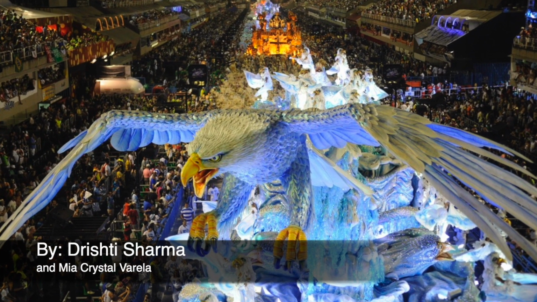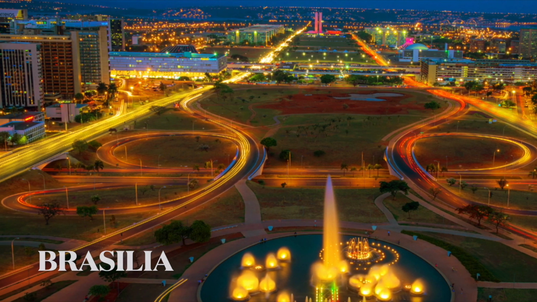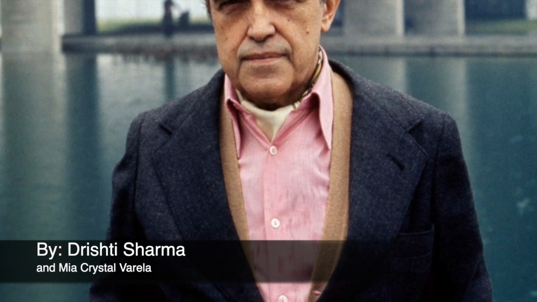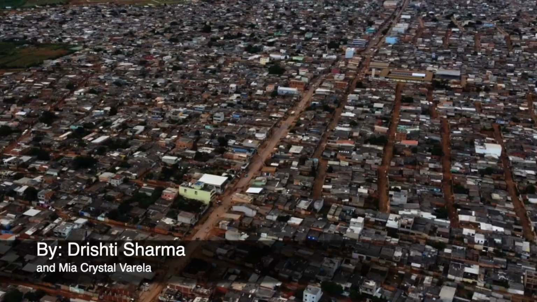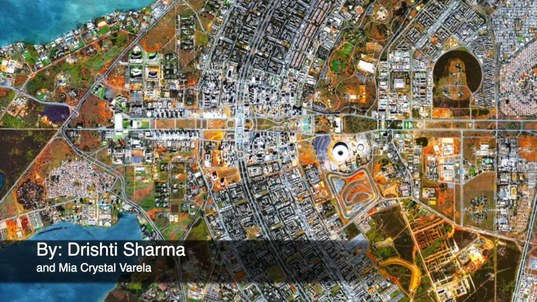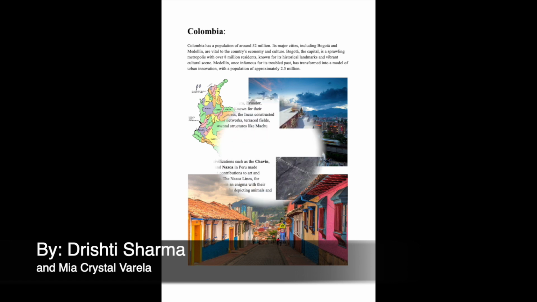Brasilia, the nation's capital, is a planned city designed by architect Oscar Niemeyer. With a population of about 3 million, it serves as the political heart of Brazil and is recognized for its modernist architecture. The second most populous nation is Colombia. Colombia has a population of around 52 million. Its major cities, including Bogota and Medellin, are vital to the country's economy and culture.